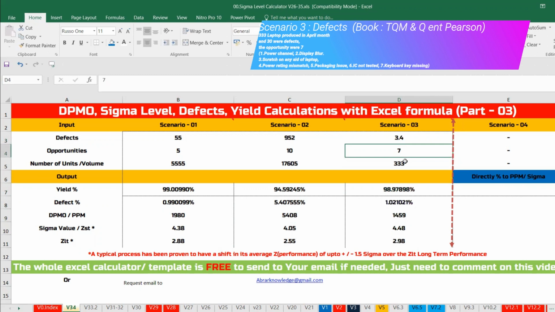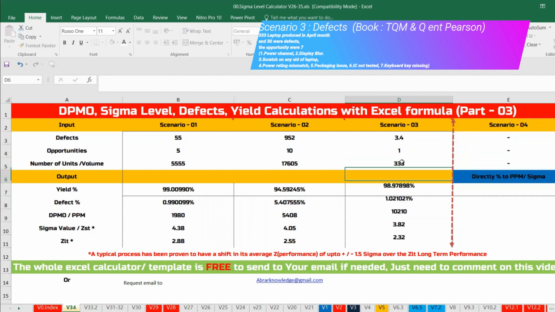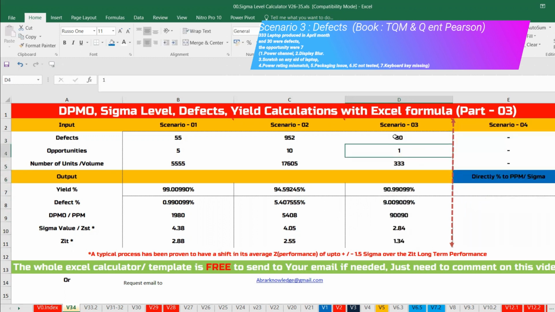Let's say you have 1 million opportunities, 2, 3, 4, 5, 6. Right? So again, we are talking about opportunities. Let's say we wanted to keep it one, and we can easily find out whatever the value. So I'm just keeping the original value, 333 laptops, and 30 were defects and 7. Okay. So this is the scenario.